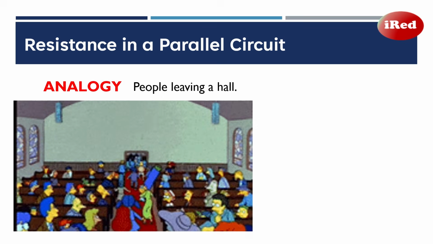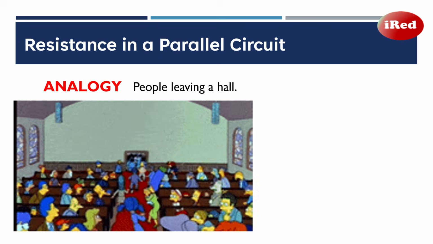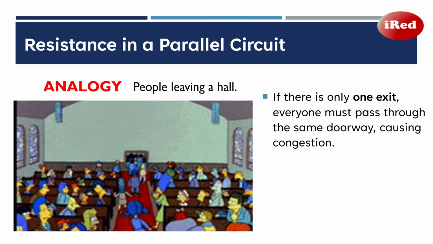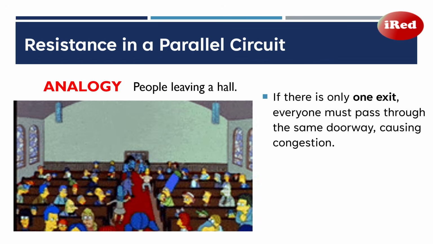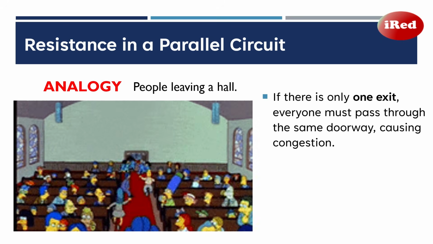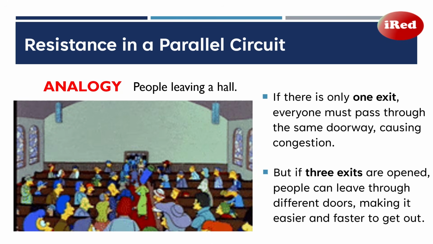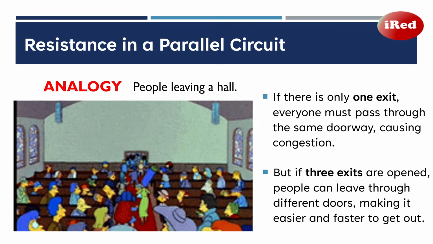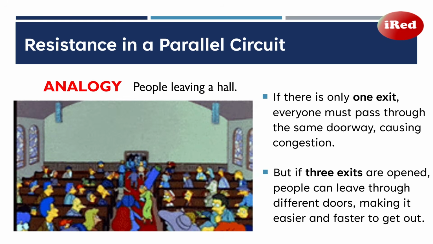Let's have an analogy. Think of it this way. Imagine people leaving a building. If there is only one exit, everyone must pass through the same doorway, causing congestion. But if three exits are opened, people can leave through different doors, making it easier and faster to get out. A parallel circuit works in a similar way. More branches mean more paths for electric current. So the overall resistance becomes smaller.